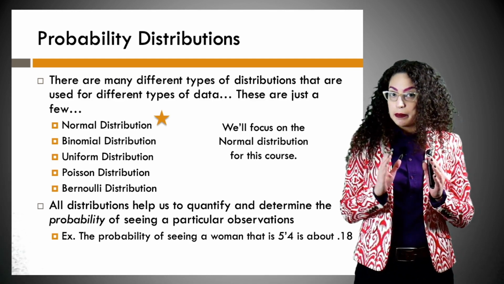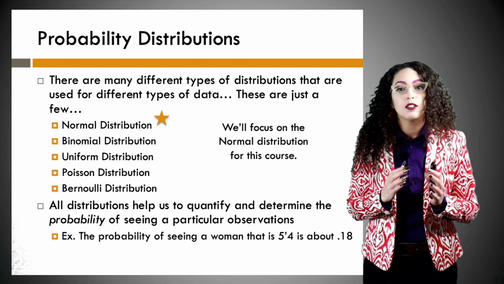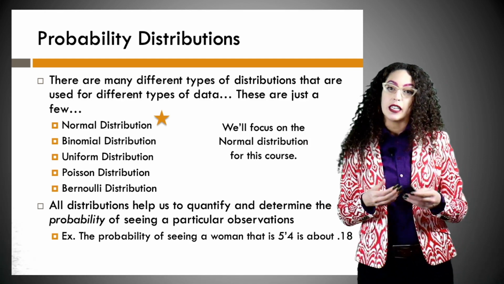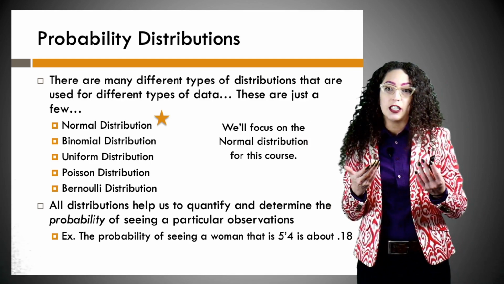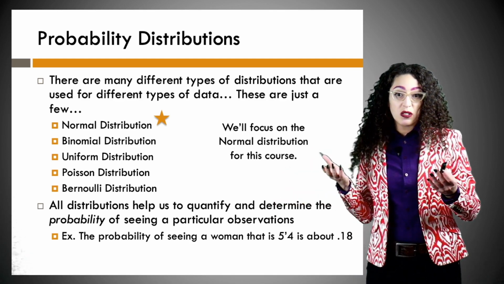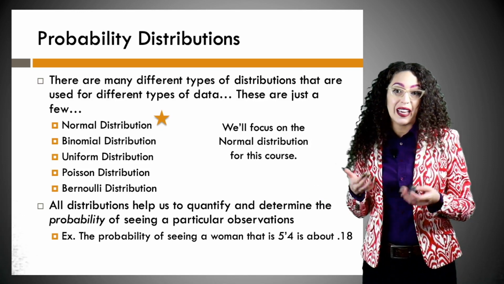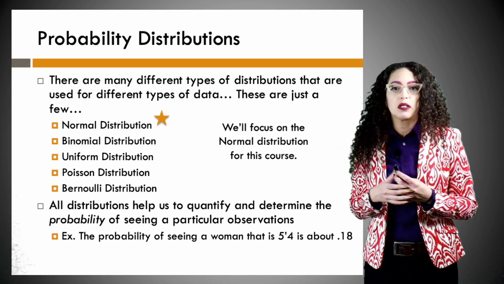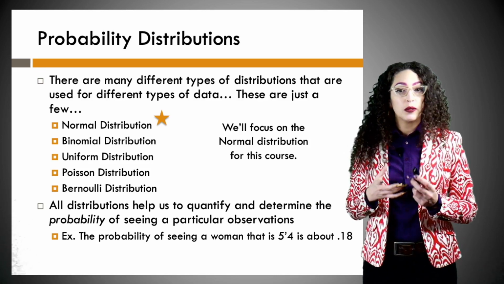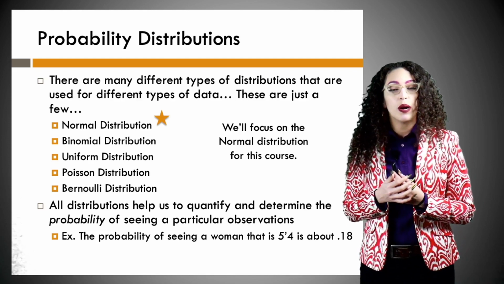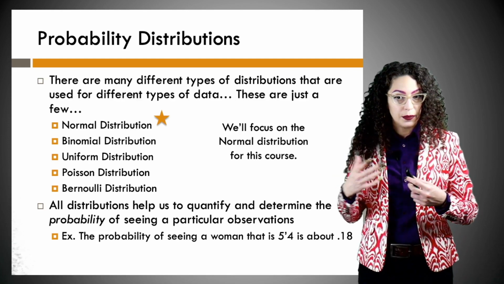Now, the point about all these distributions is that all distributions help us to quantify and determine the probability of seeing a particular thing, a certain observation. Again, like the probability of seeing a woman who's 5'4" is about 0.18, so about 18% chance. Now, that might seem a little bit negligible or erroneous right now, but in the future, especially with hypothesis testing, this gets really important. We want to know the probability of seeing certain things.